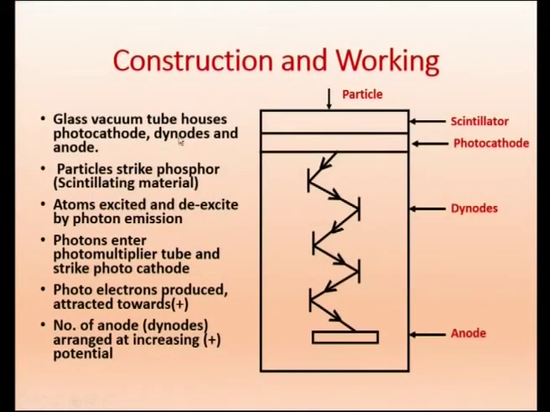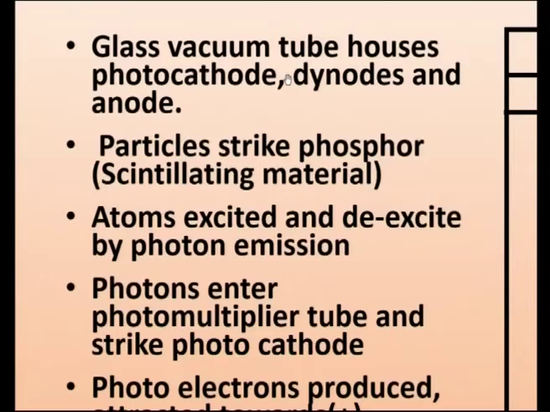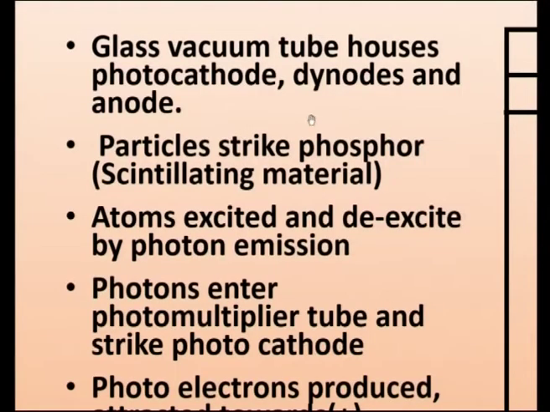So now we will go to the explanation part. The glass vacuum tube houses the photocathode. Already we have seen it has photocathode, dynodes and anode. The scintillator is outside. So inside the glass vacuum tube, we have photocathode, dynodes and anode. The particles strike the phosphor, that is a scintillating material. It will strike that, and atoms are excited and de-excite. So that is scintillation.